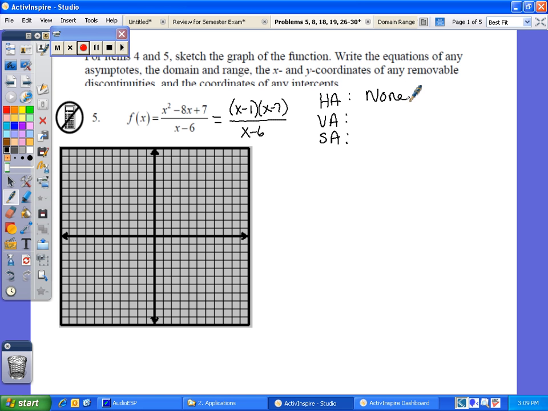no horizontal asymptote. Now, to determine the vertical asymptote, we will look at the denominator. And you will set the denominator equal to 0 and solve. And when I do that, I get x equals 6.